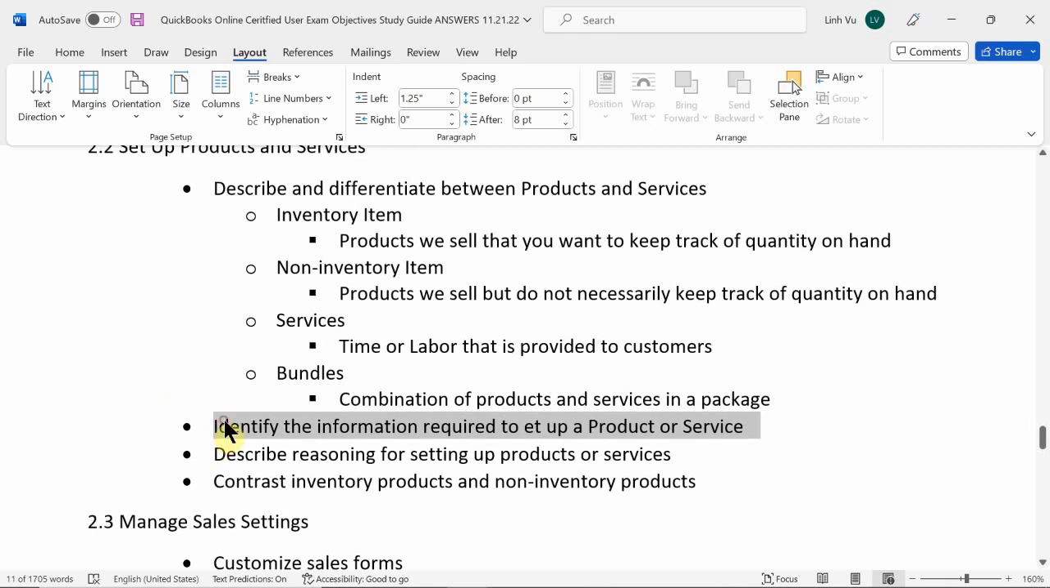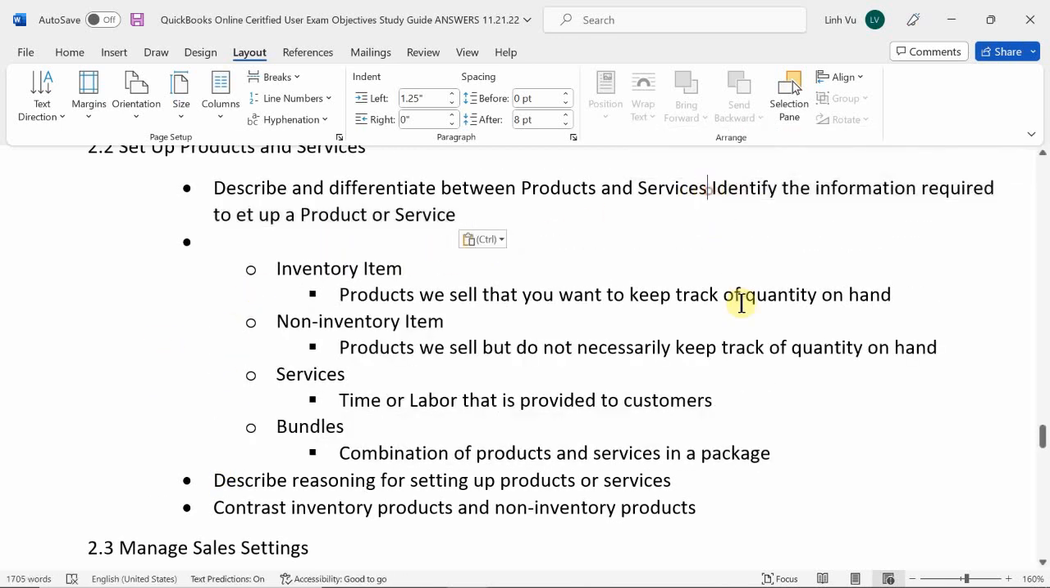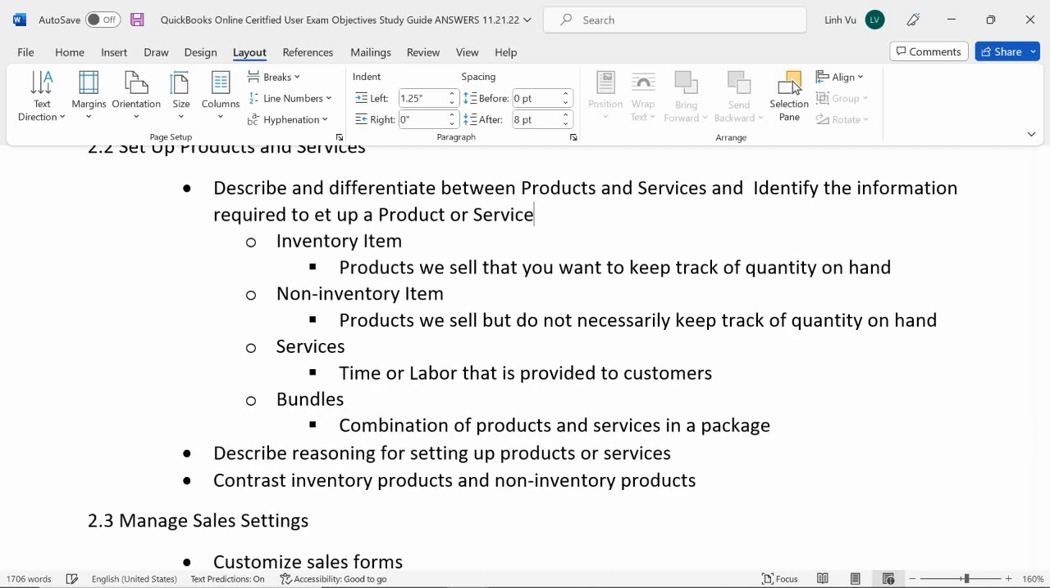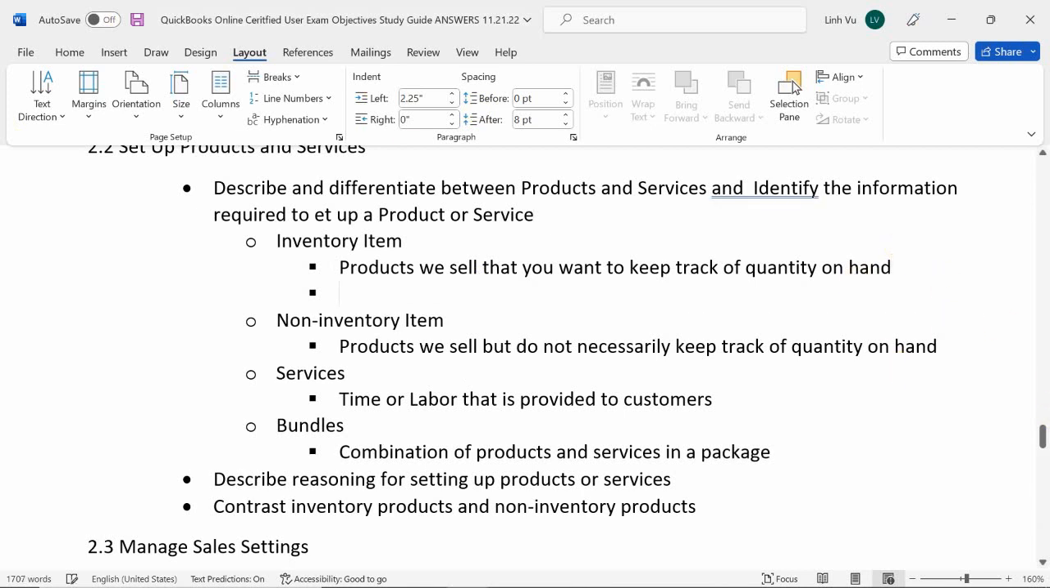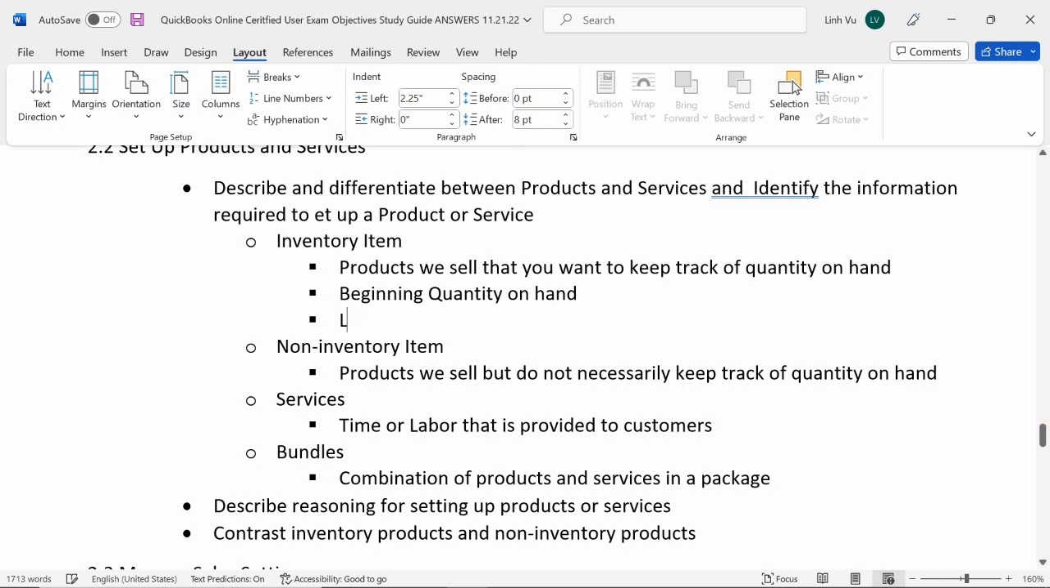Okay, so I'm going to go ahead and link this up here. What kind of information do you need for making an inventory item? You will be needing to know your beginning balance, or beginning quantity on hand. You're going to be needing to link your asset account, sales info, and cost info, right?